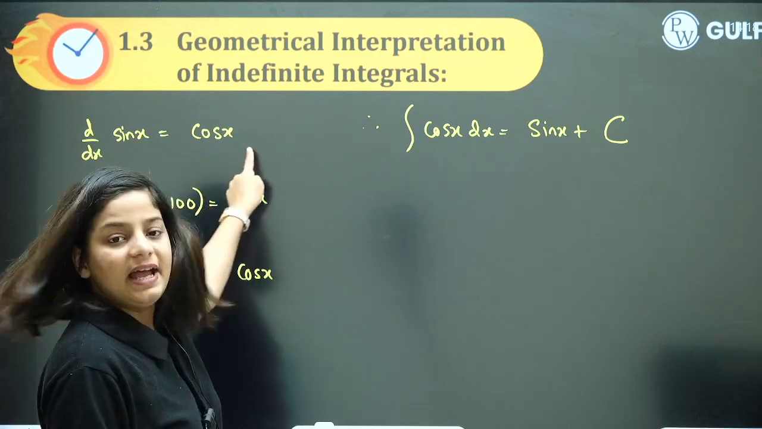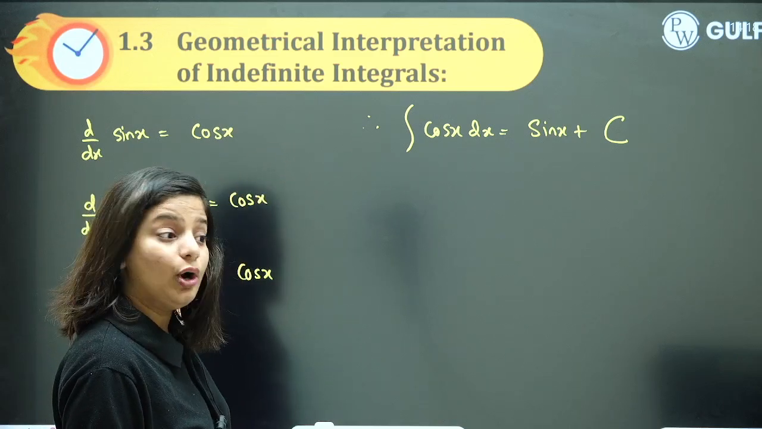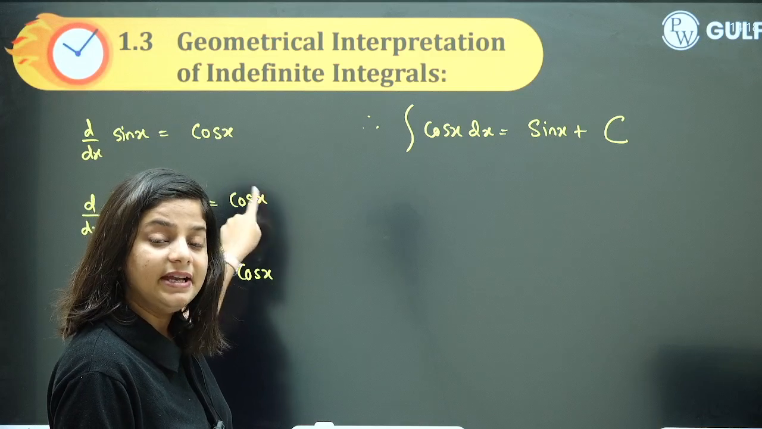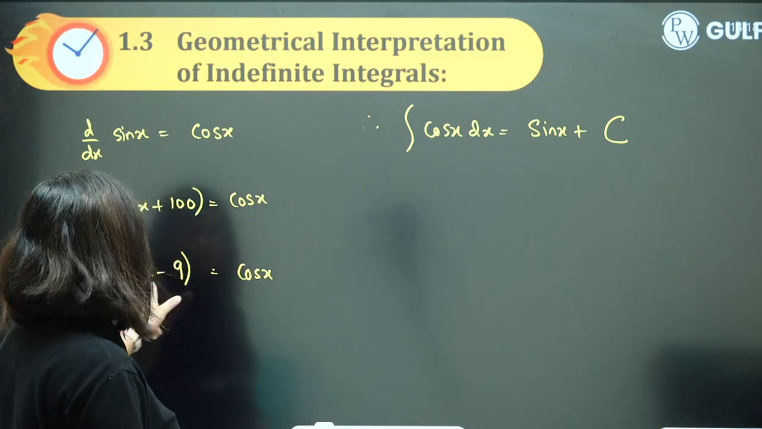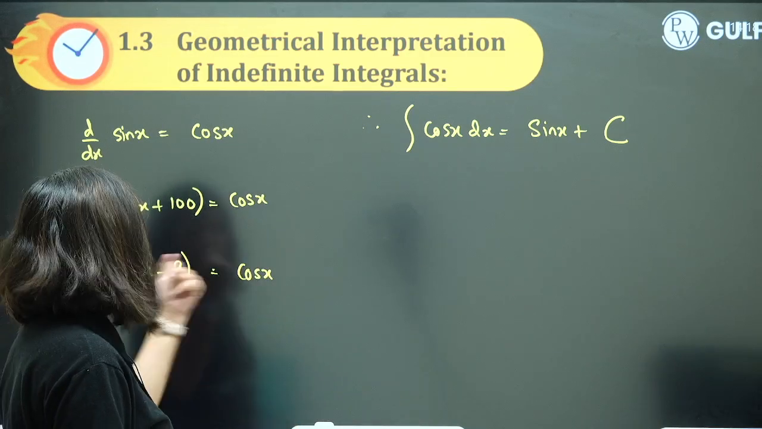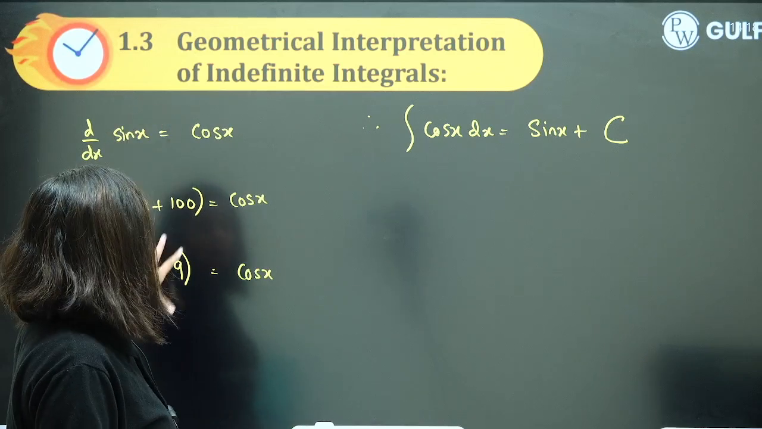So derivative of sin x is cos x. What is derivative of sin x plus 100? Cos x. What is derivative of sin x minus 9? Still cos x. So derivative of all these numbers is cos x.